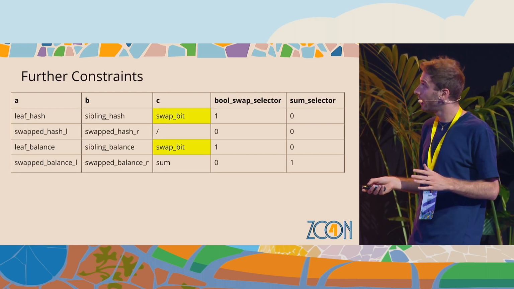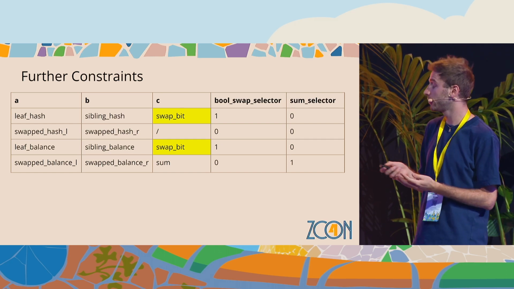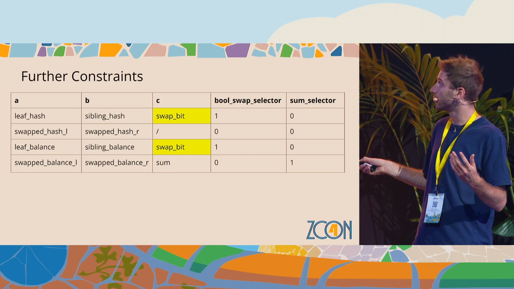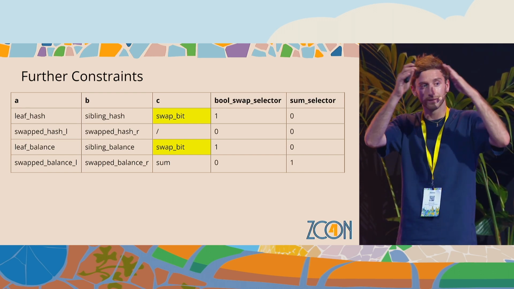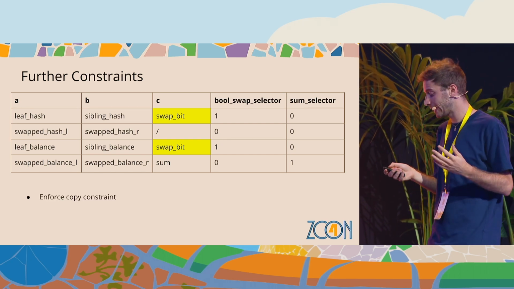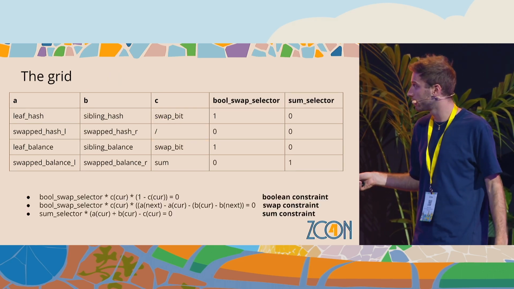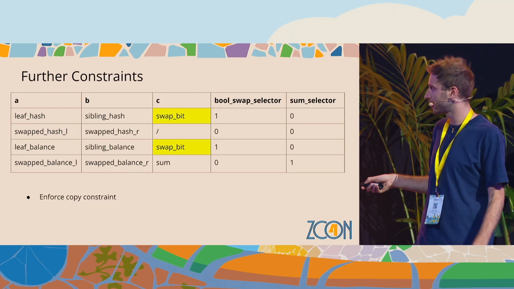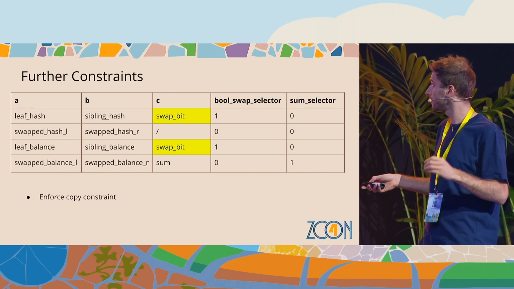So this is not everything. We also need to apply some other constraints. First, for example, we need to check that swap bit is the same. So we shouldn't use 1 here and 0 here, but we should be consistent because it's basically the same level of hashing. So here we enforce a copy constraint. That is another type of constraint. The ones before are technically called polynomial constraints. This is maybe a simple type of constraint that is just enforcing two cells in our grid to be equal.